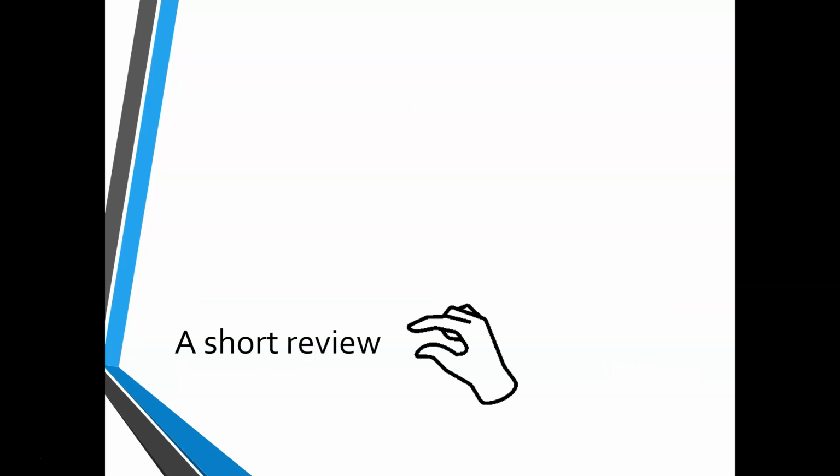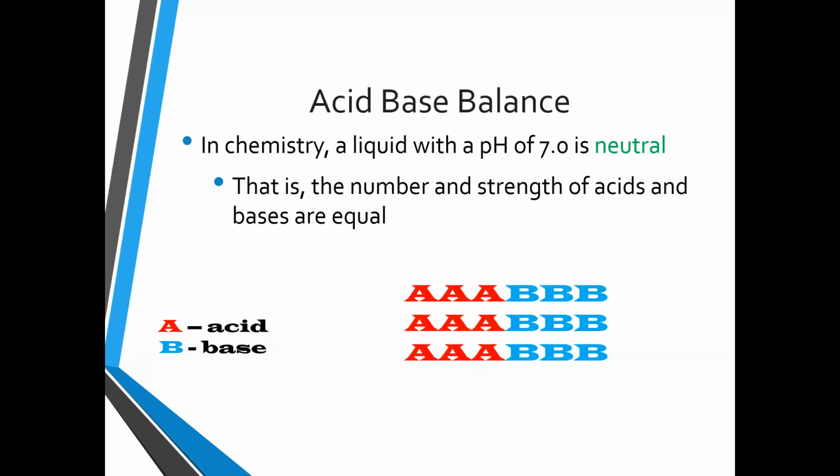So again, this next section is going to be a short review and really kind of goes back to chemistry. If you're talking about acid-base balance in chemistry, a liquid of a pH of 7.0 is considered neutral. And so that is the number and strength of acids and bases are equal. And that's really important because if an acid is stronger, it will have a greater effect.